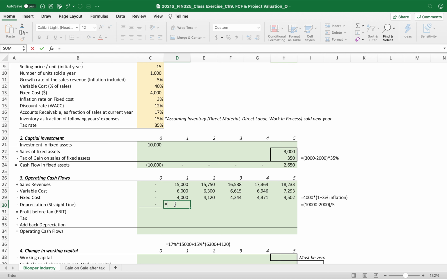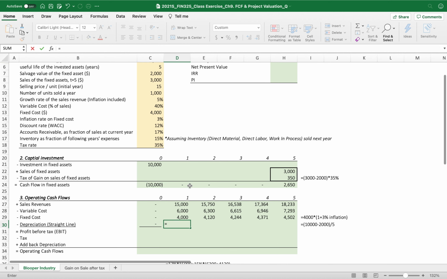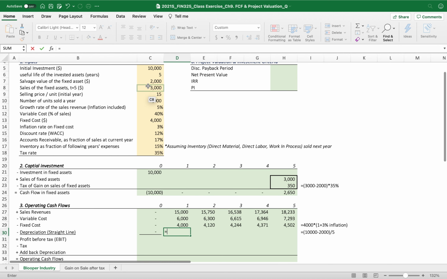Then depreciation. How do we measure the depreciation? The investment of this fixed asset was $10,000. What is the residual value based on the straight-line method? Okay, $2,000. There we go, right? Then divided by year 5. Okay, so got it.